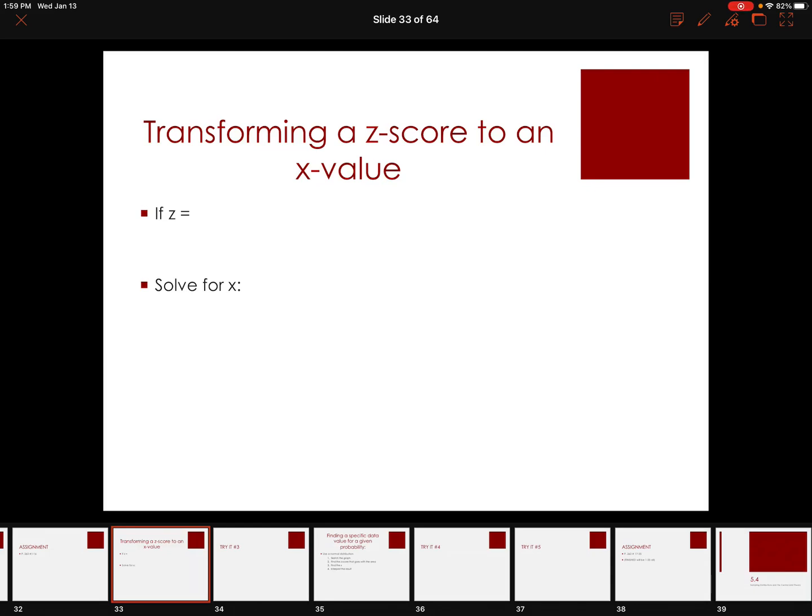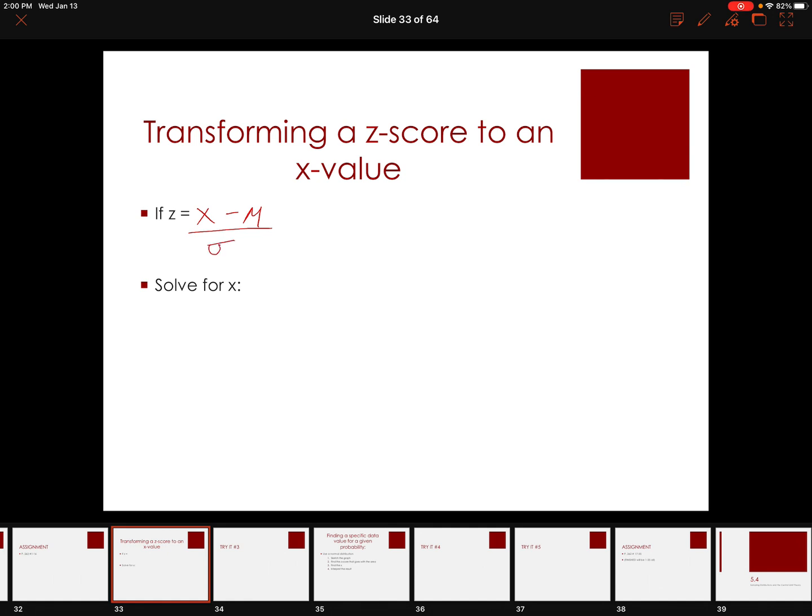We are picking up where we left off yesterday in section 5.3, continuing our notes for normal distributions, finding values. We're going to start off transforming a z-score to an x value. We have our equation to find a z-score: x minus the mean divided by the standard deviation.